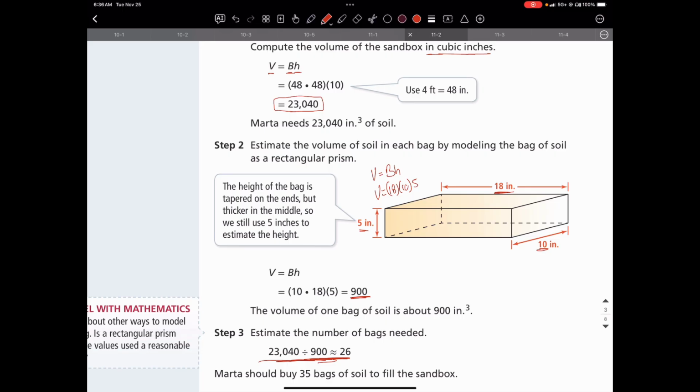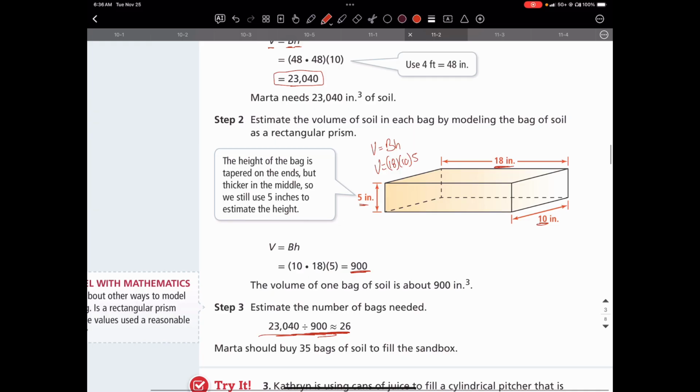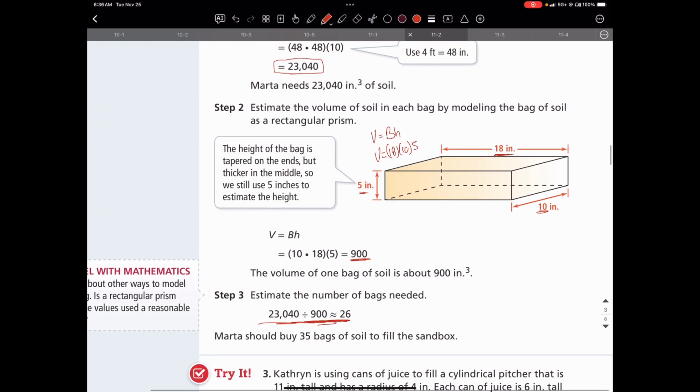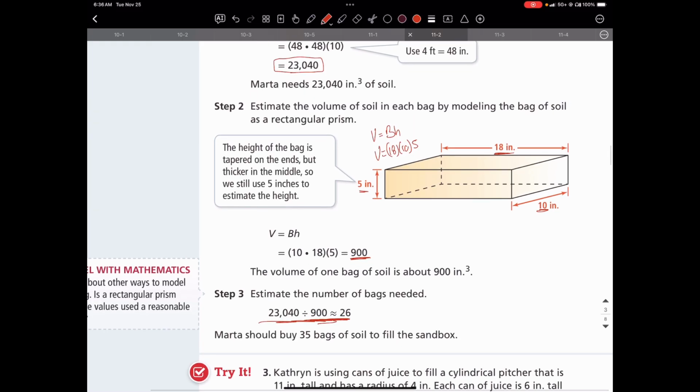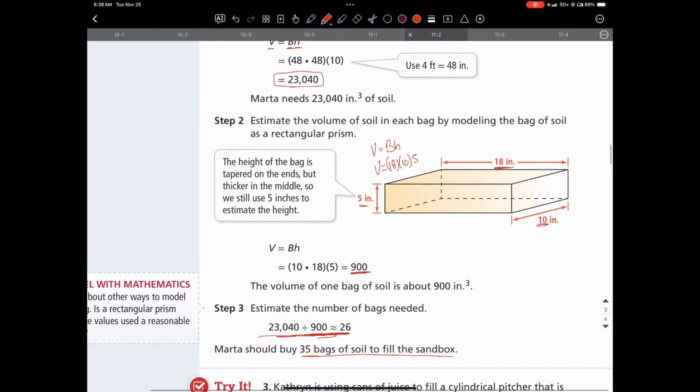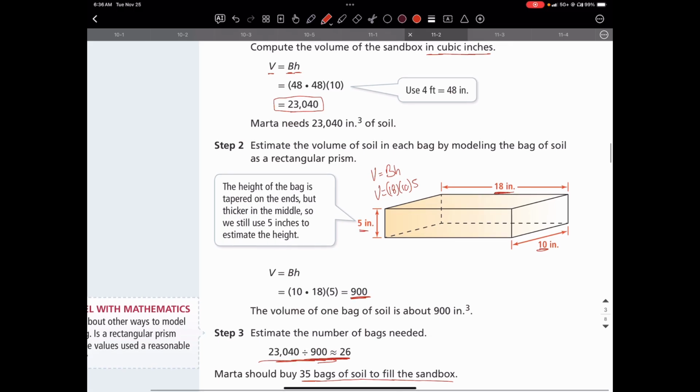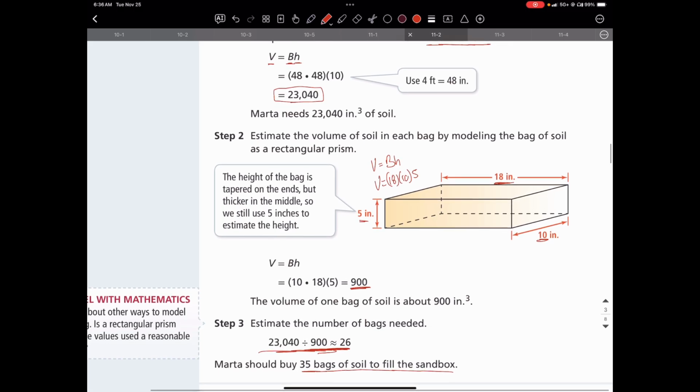So it's approximately 26. But notice they say Marta should buy 35 bags of soil to fill the sandbox. Why 35 bags? I wonder if that was an error on their part. Let's check something. I'm going to do 900 into 23,040.